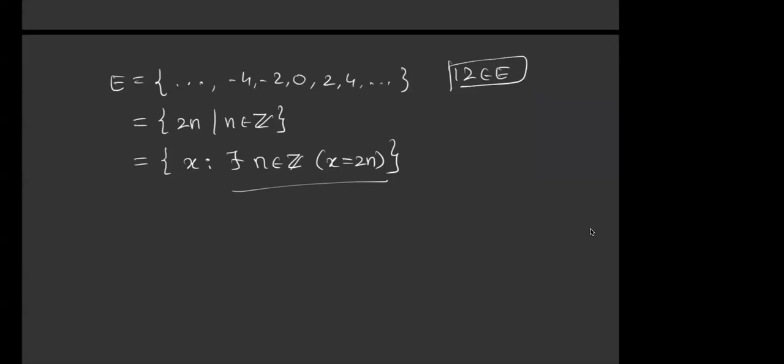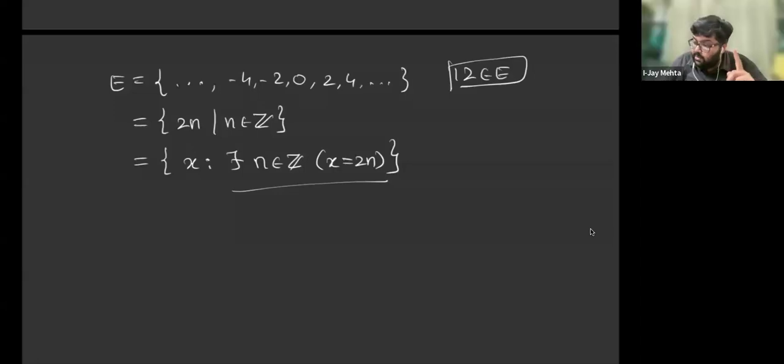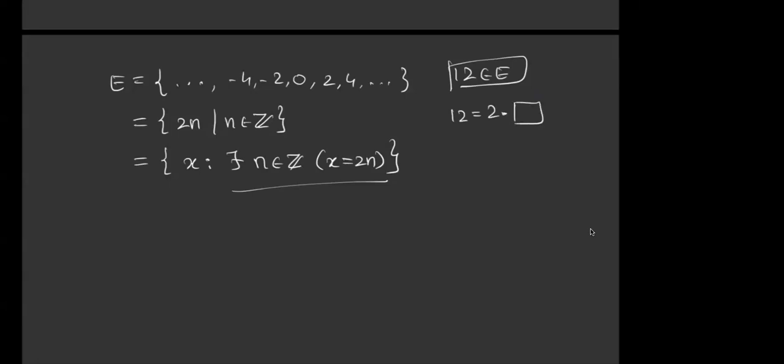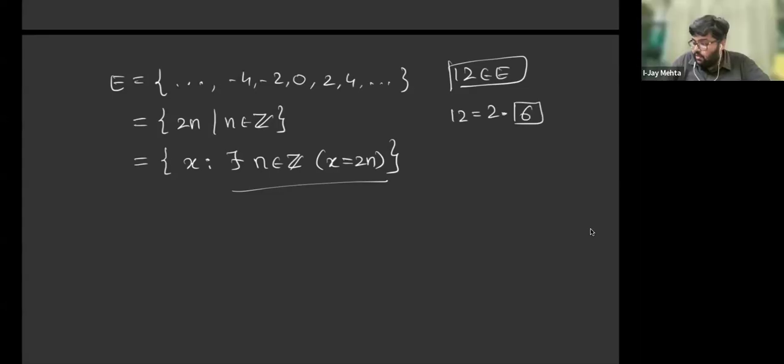Yes, sir. Okay, why is it true? Because we can write 12 as some multiple of 2. Some multiple. Yes, you answered it correctly. 12 as 2 times some integer, right? What you said. Integer. So what is that integer? 6. Good.